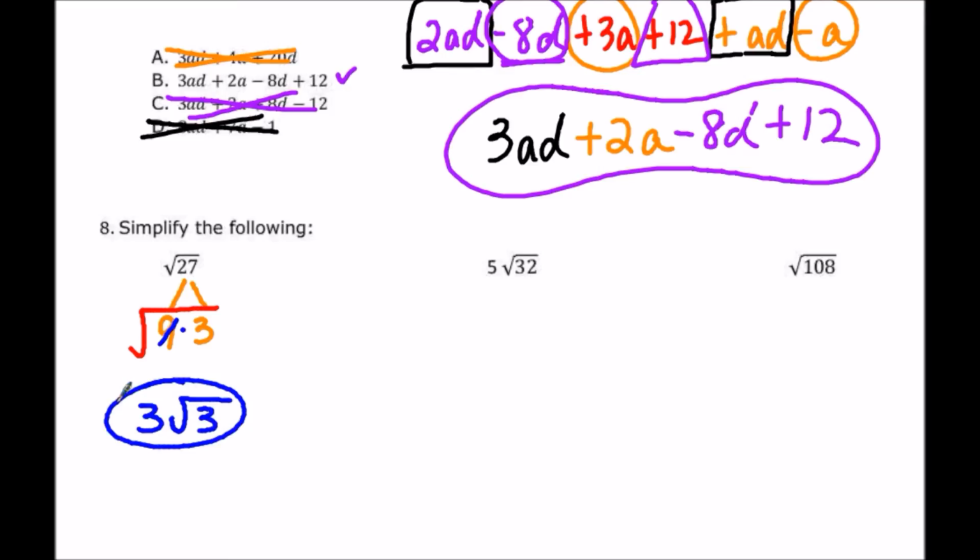And you can check it back. 3 squared is 9. 9 times 3 is 27. You see how I went and checked my answer all the way back up? And I can go down. Let's see. Okay, well, 27 is 9 times 3. The square root of 9 is 3. And what's left over? 3. So that's how you do that one, okay?